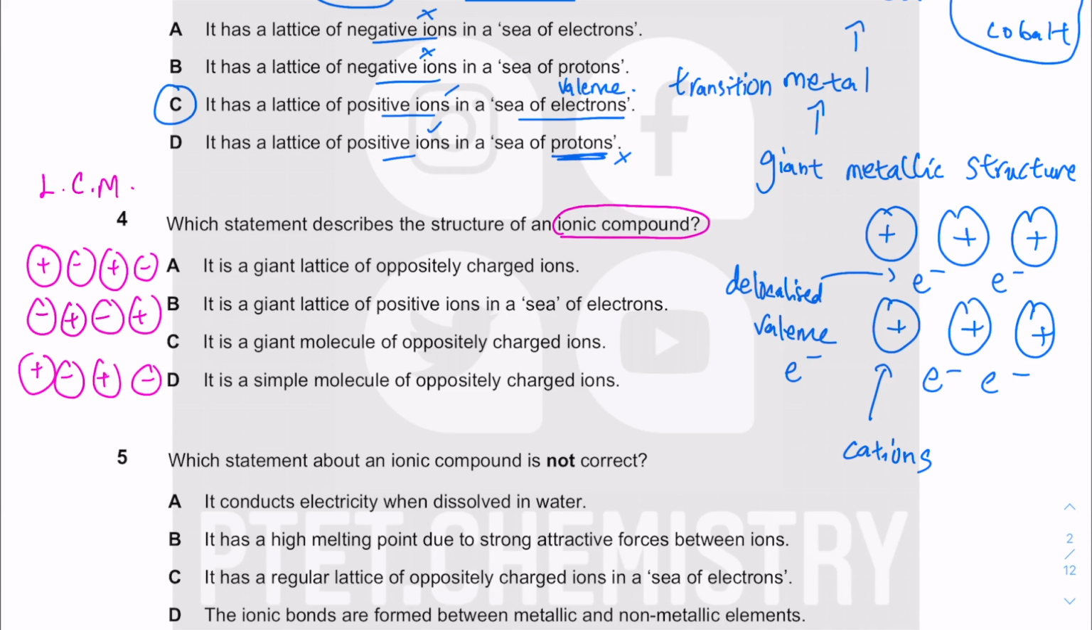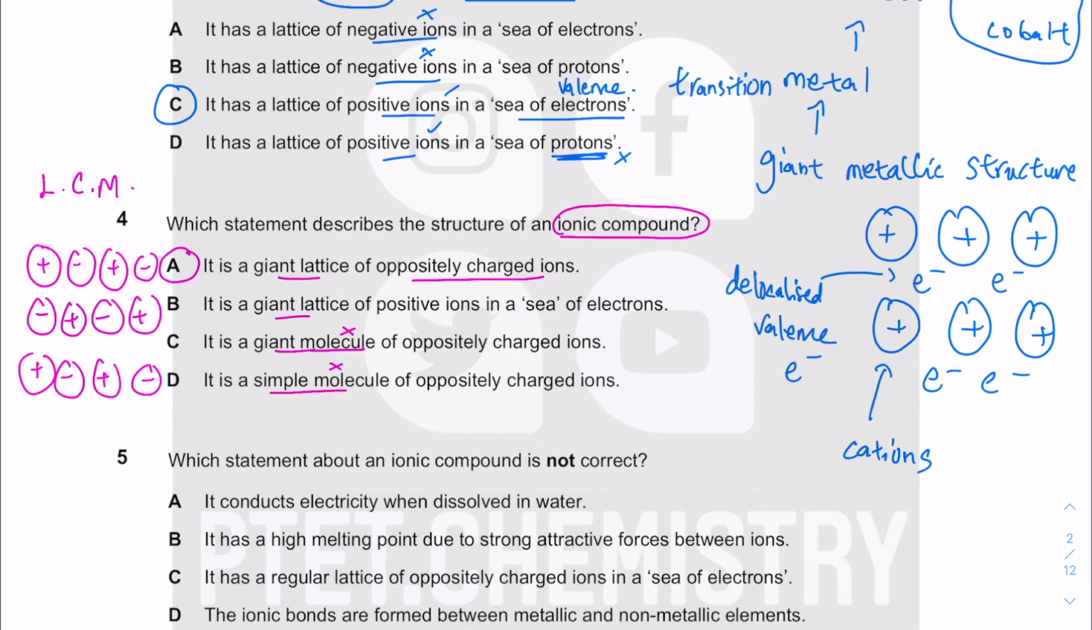Your idea is to balance out the charge. How many ions of each charge must you have in order to get an overall uncharged compound? Ionic compounds contain ions. Ions are charged, but an ionic compound has no overall charge. So we have a giant lattice, definitely. It's not a giant molecular lattice. It's not a simple molecular lattice. You have ionic bonds between metal cations and non-metal anions. It's a giant ionic lattice, and you have it between oppositely charged ions.